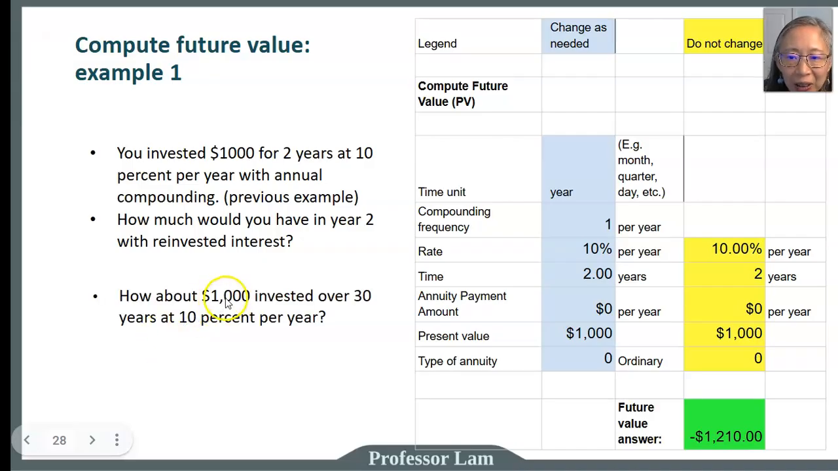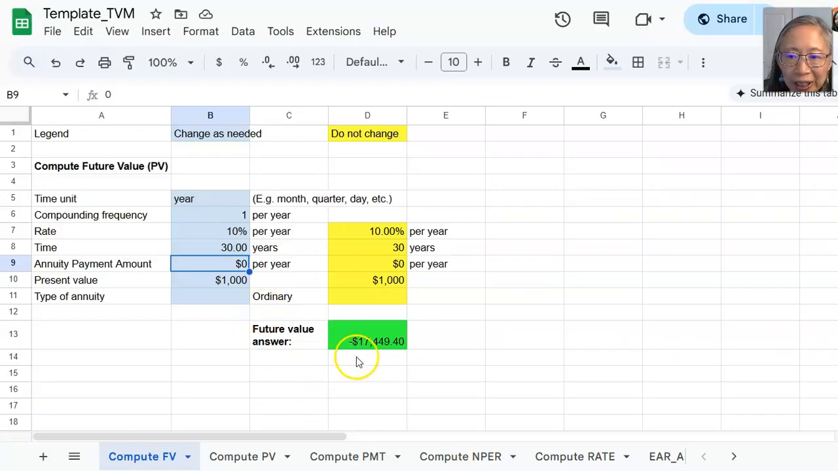Now let's try how much it would be if you invested over 30 years. The only thing you have to change is the number of years. Go ahead and make that change. With 30 years it is $17,450. So this is how you can find the future value when you have reinvestment and compounding over a long period of time. Notice that this is the same number you saw at the beginning of the first video.